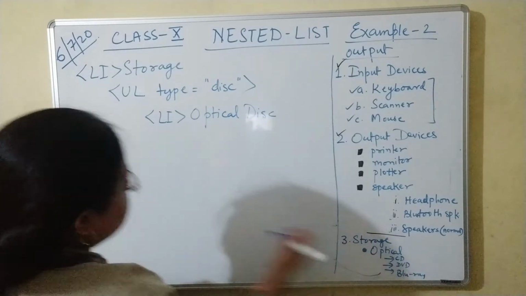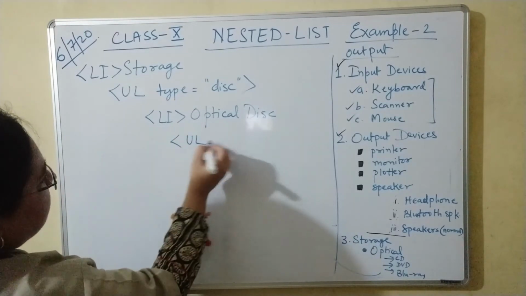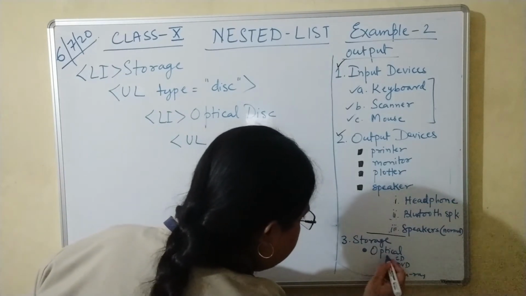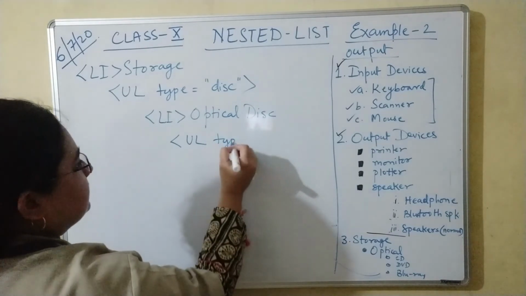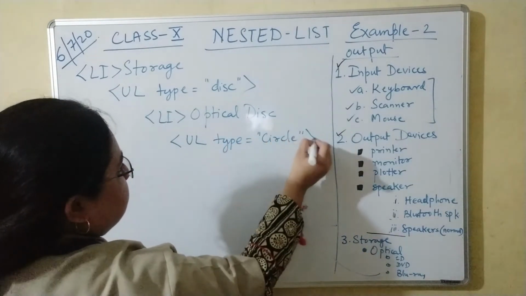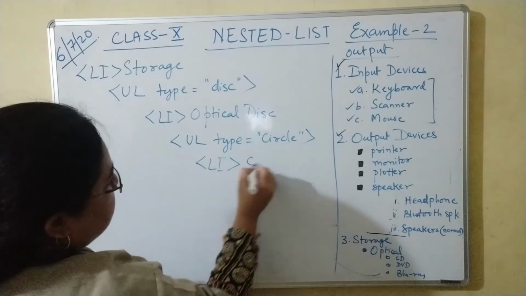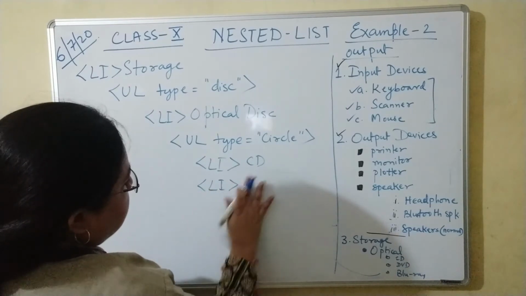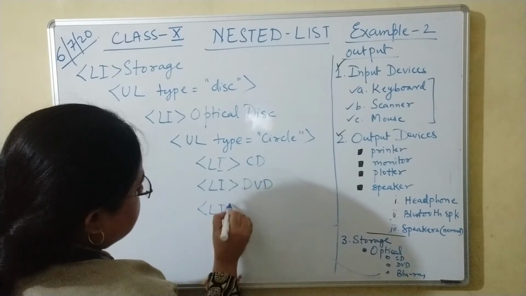And again a sublist over here. So for that again we will be using what? UL tag, and for purposes of convenience I am replacing this by circle. So UL type equals circle. Then again LI. So the first one is CD, second one is DVD, and the third one is Blu-ray.